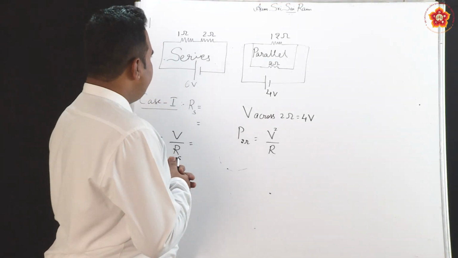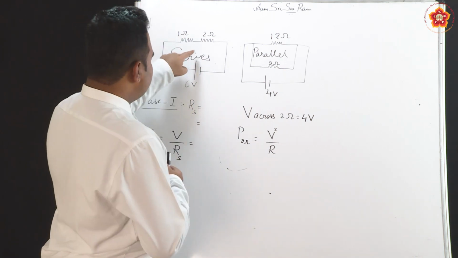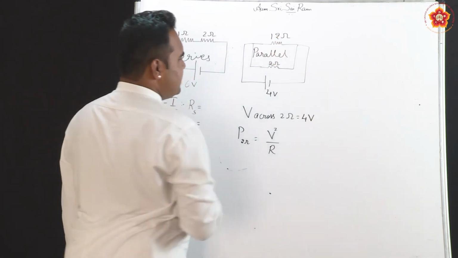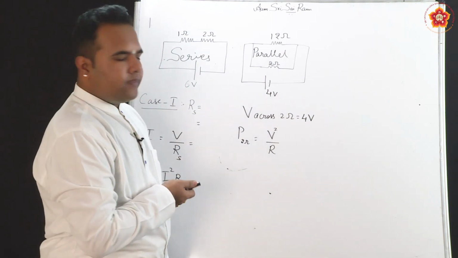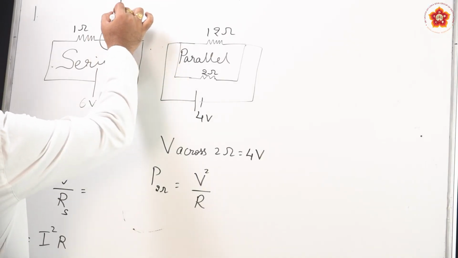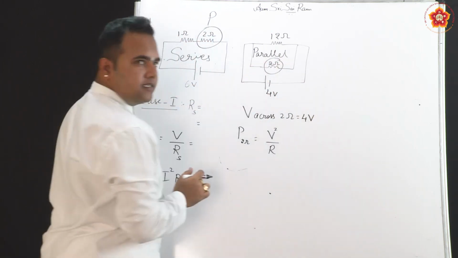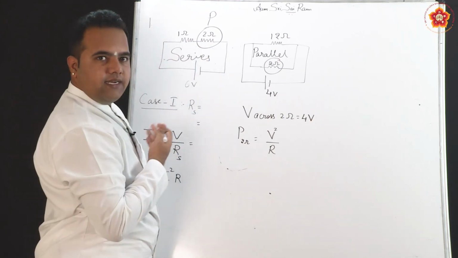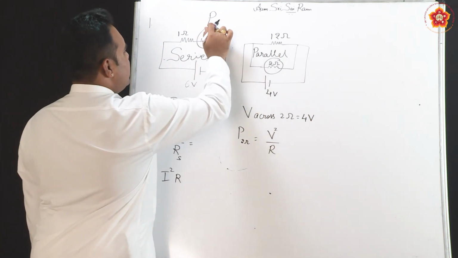As per the question, there are 2 resistors of 1 ohm and 2 ohm connected in series across a 6 volt source, and 12 ohm and 2 ohm resistors connected in parallel across a 4 volt source. They are asking what the power is in this 2 ohm resistor in each case. In case 1, 2 resistors are connected in series, and we have to calculate the power in the 2 ohm resistor.